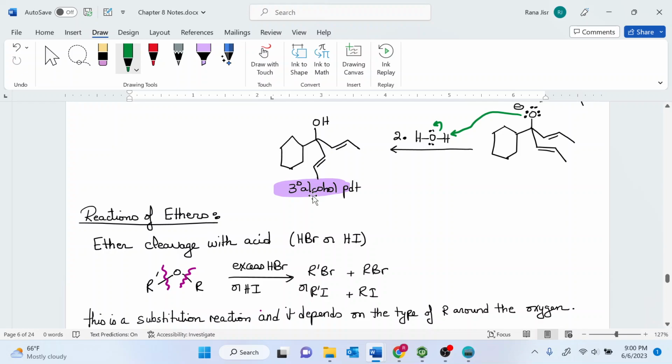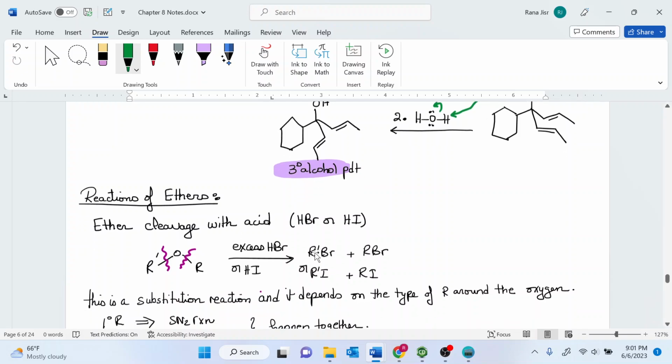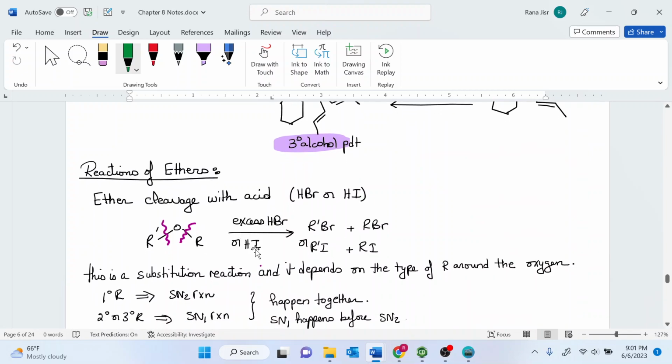So after considering the synthesis of ethers, how to make ethers, let's consider the reaction of ethers. It's only one reaction that we will consider in this chapter, which is the cleavage of ethers in presence of an acid. And the acid is either HBr or HI. So you start with an ether, and the sigma bonds are going to be broken. So you choose the CO bonds and you break those CO bonds.